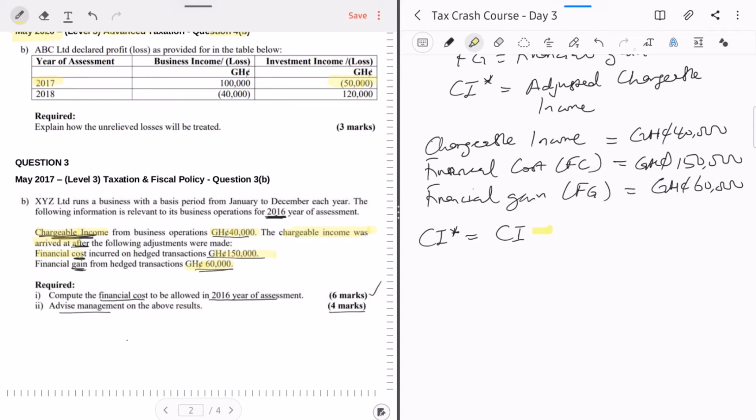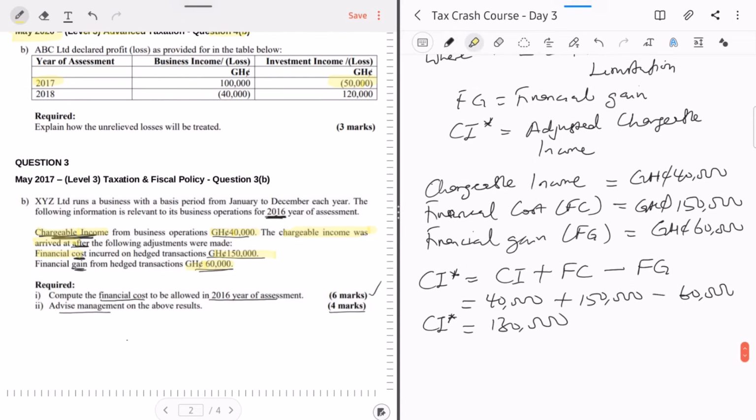Plus what? Okay, let me change the pen. Plus my finance cost, because I'm adding that back, minus my finance gain, because I'm trying to deduct that. So my CI star becomes 40,000 plus 150,000 minus 60,000. See, if you master this formula I've given you, to be honest, there's nothing that will beat you on this topic. Just have a framework and look for questions to practice. So 40 plus 150,000 minus 60 will end up giving you 130,000. So I know my CI star is 130,000.